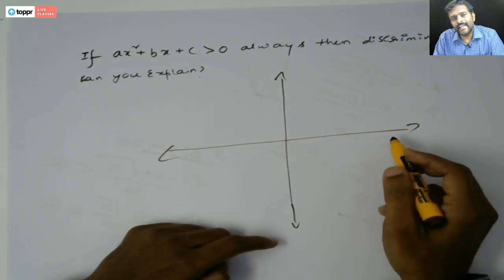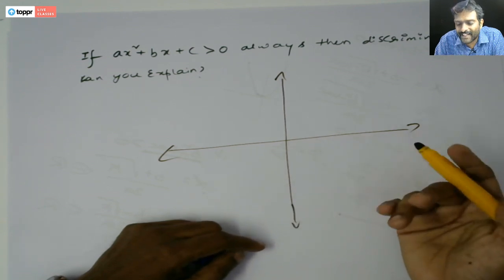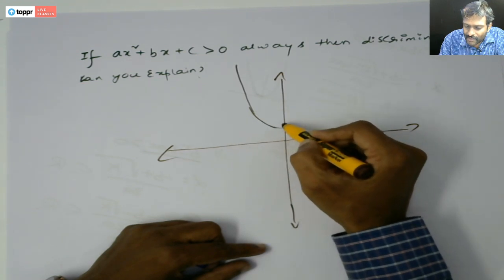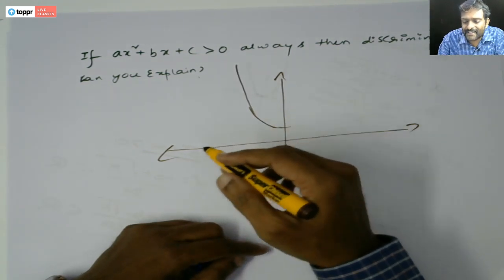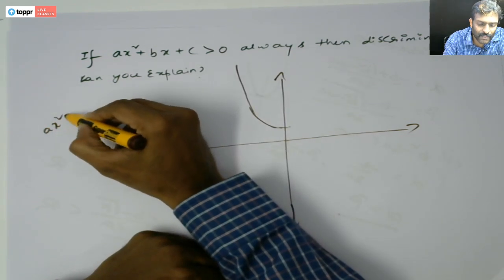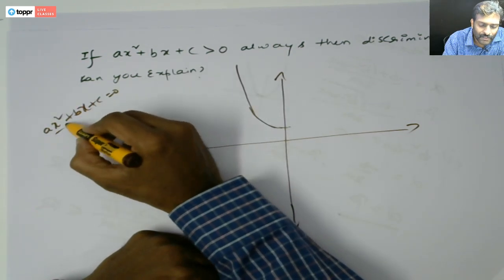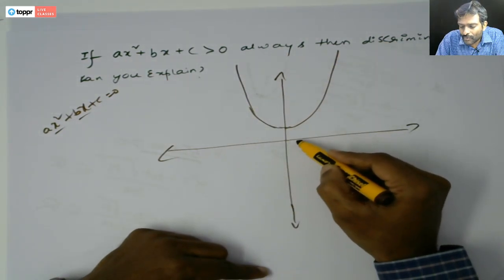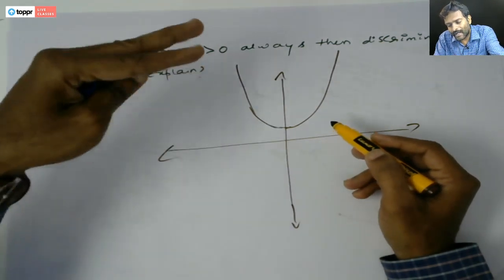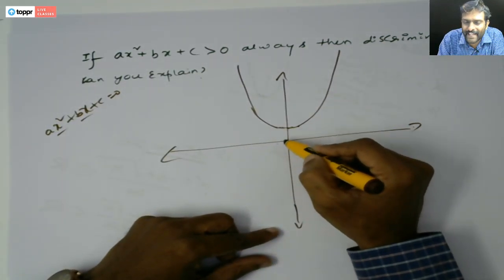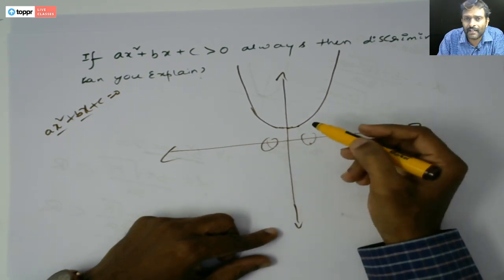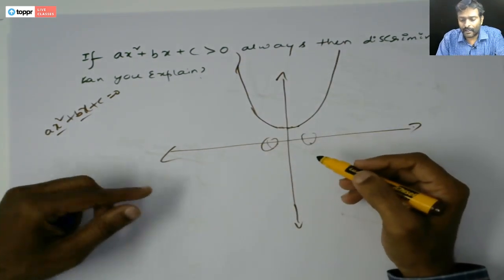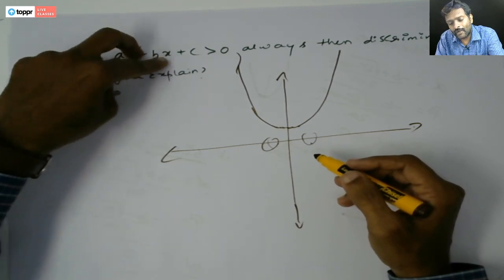See, when you are saying ax square plus bx plus c is always greater than 0, that means when you are drawing the graph, you are not touching the x-axis. If you say ax square plus bx plus c equal to 0, there are places where you are cutting the axis. So always greater than 0 means you are always moving away from the x-axis. There are no points of contact with the x-axis in the real world. The graph is always above the x-axis on the positive side. You're not getting it down. The values are always above 0.